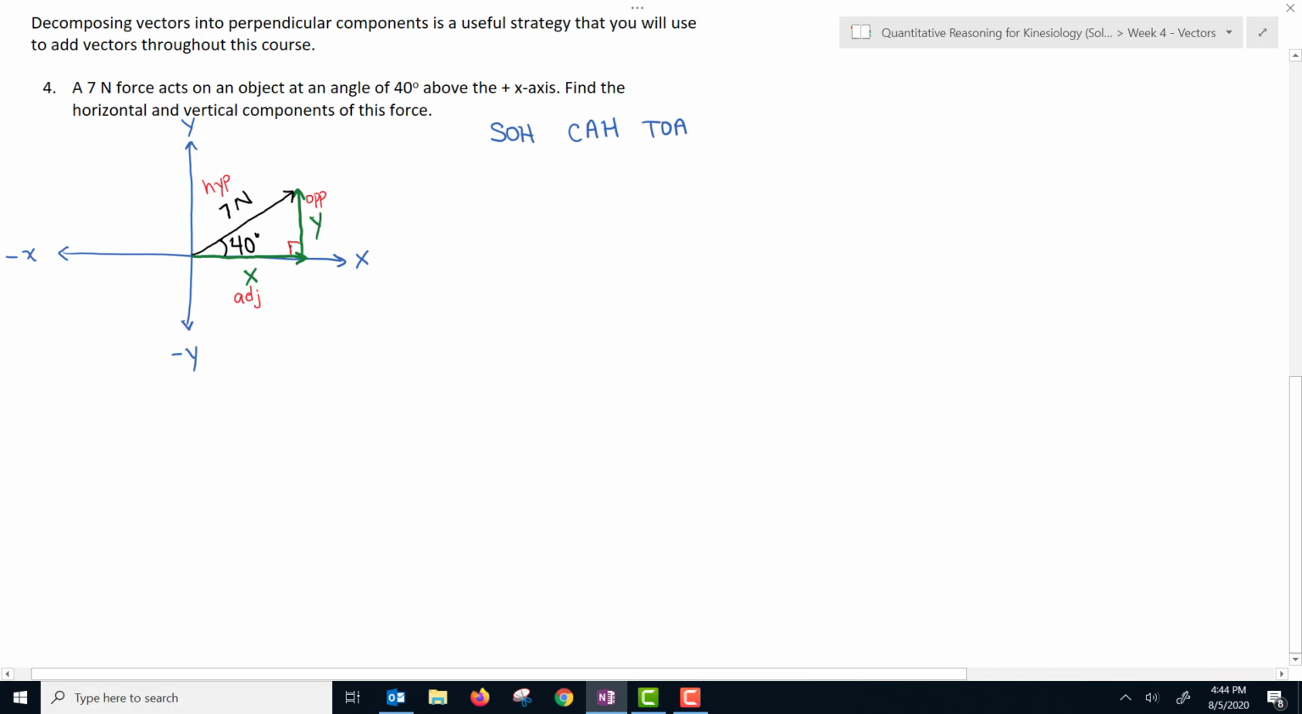So we'll start off by looking for x. We can see that x is the adjacent side, and we know the hypotenuse, the 7 newtons. So we're going to use the SO, CA, or TOA that has adjacent and hypotenuse in it. So that would be CA. So we're going to say cos of the angle is equal to adjacent over hypotenuse. All right, so what's the angle? The angle's 40 degrees, equals adjacent, that's x, over hypotenuse, which is 7.